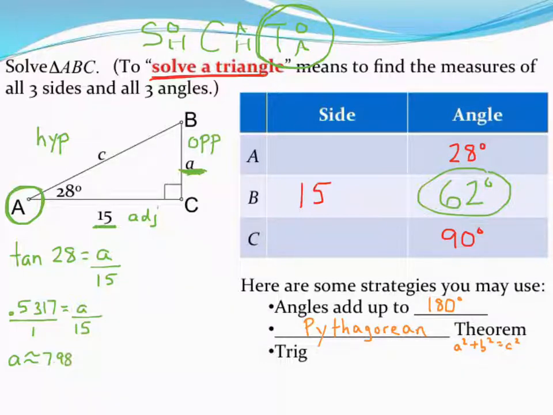Let's round to 2 decimal places. And again, depending on where you round, you may not have that exactly. So as long as you're within the ballpark, I'd say you're fine. So side A is about 7.98.